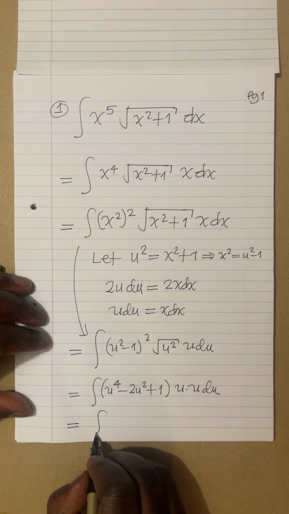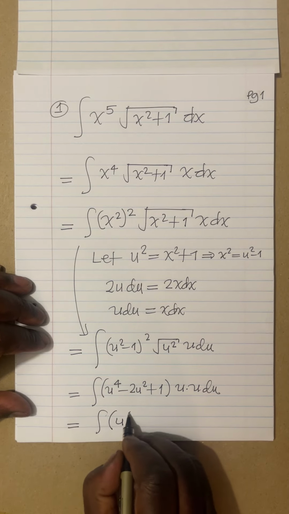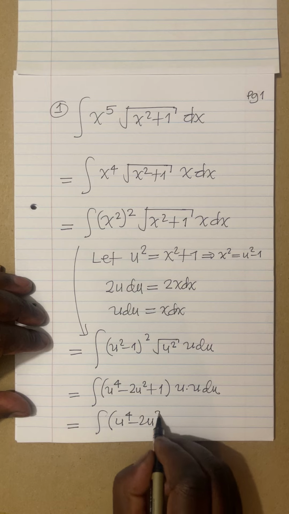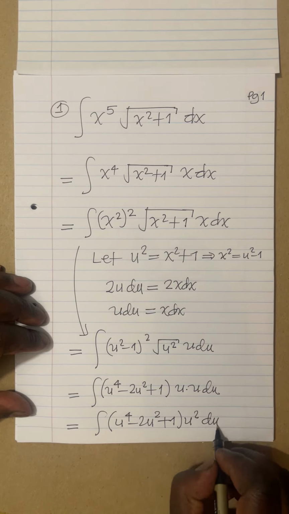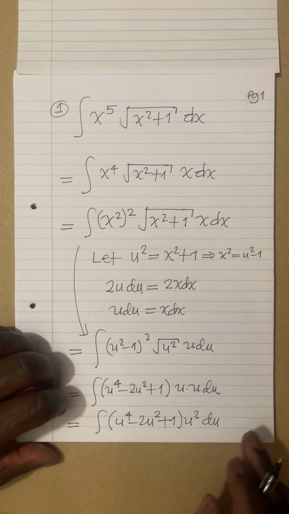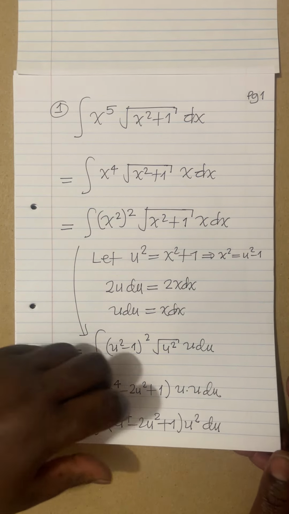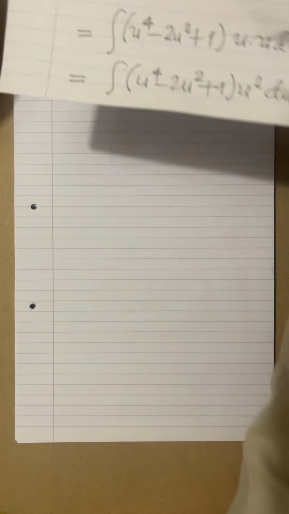Moving on, we have the integral of u to the power 4 minus 2u to the power 2 plus 1. Outside we have u squared du. Let's distribute the u squared. That takes us to page number 2.